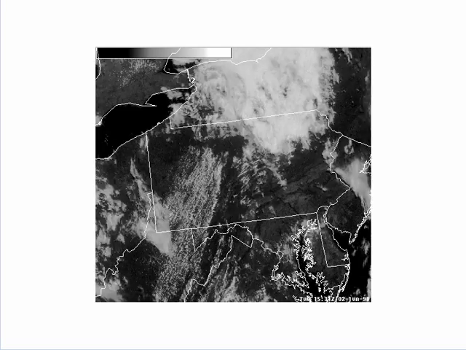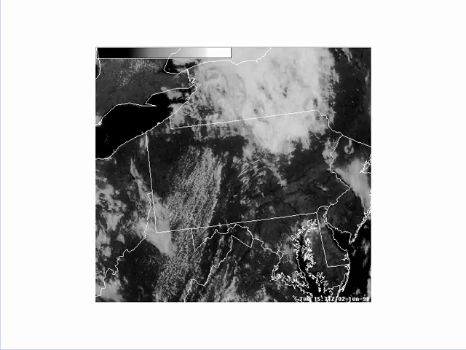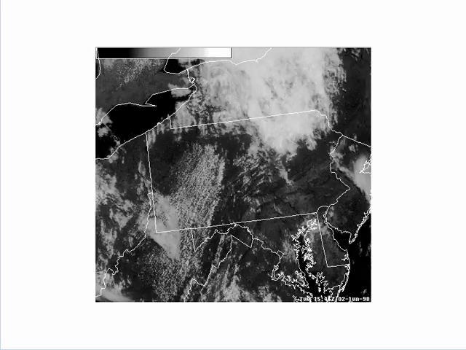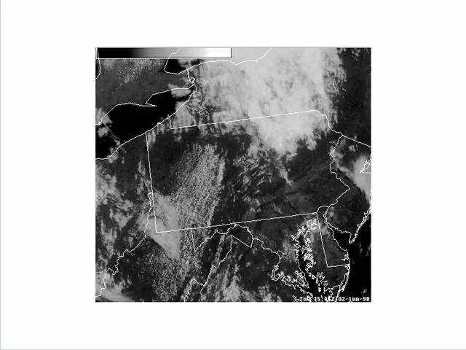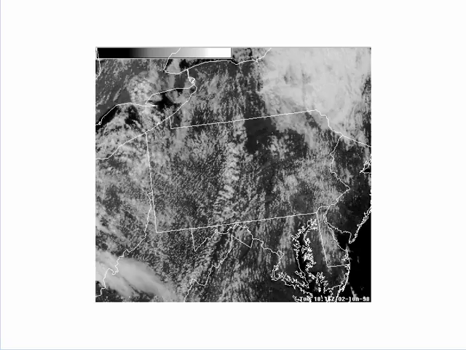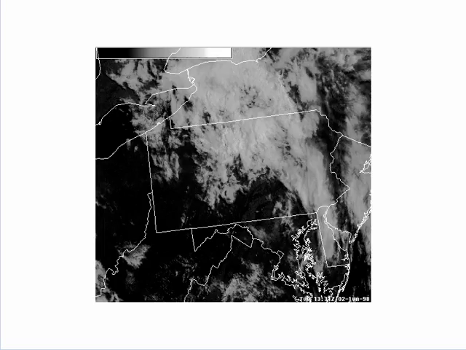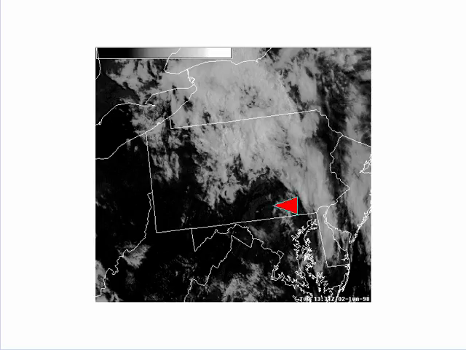We'll look now at some visible imagery, a visible loop which runs from around 1330 UTC to around 1745. And when you're looking at a visible loop in advance of expected convection, what you want to do first, of course, is try to learn what the imagery is showing us about the various air masses. Obviously, the area over southwestern Pennsylvania is more unstable than the air over eastern Pennsylvania.